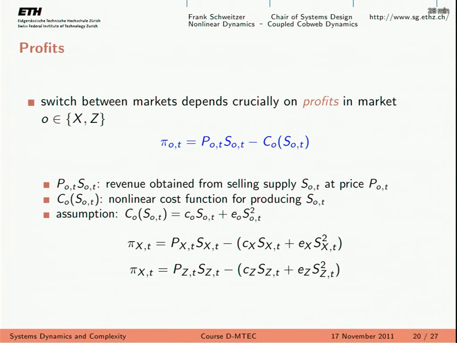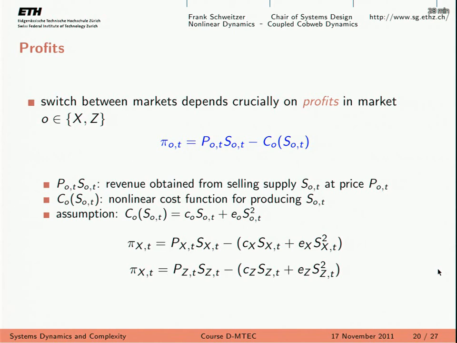In our example, we suppose that the costs are quadratic or nonlinear. Nonlinear would be a better term. The fact that they're quadratic is just one example of nonlinearity. So, these are the costs, and we can express the profits in this way. These are the profits now in the two markets.